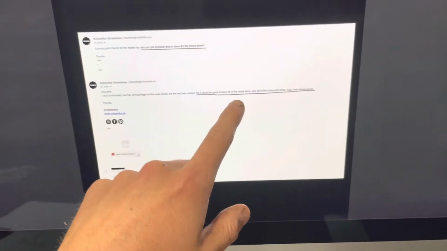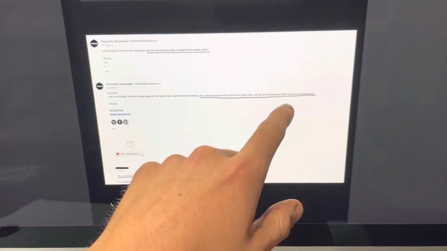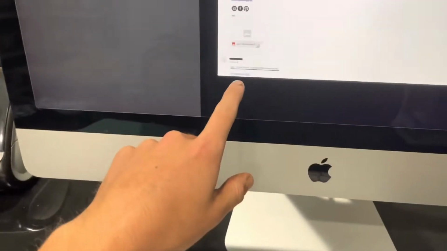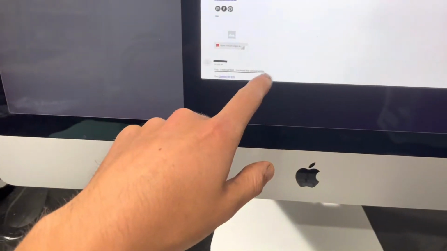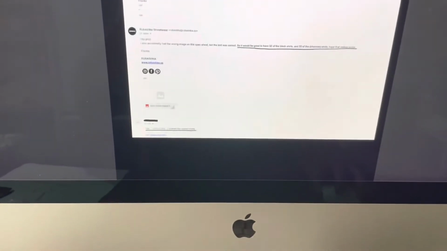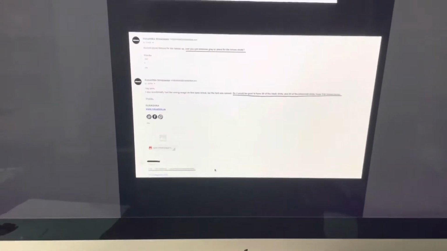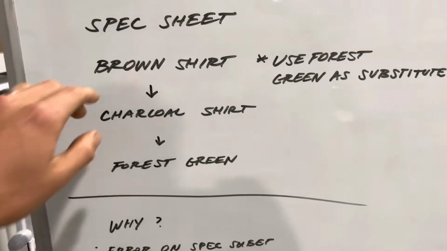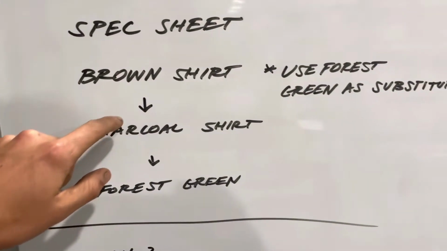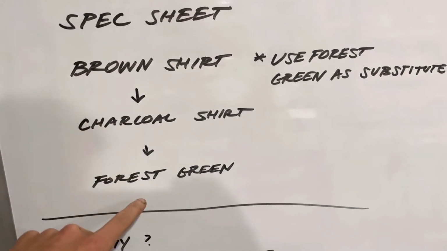And also you can order the black shirts and the charcoal shirts. And then he wrote, yep, I noticed I ordered the correct shirts. So what does that mean? Correct shirts, that does not tell me which shirts exactly he ordered. So here's what happened. On the spec sheet, like I said, we have the brown shirt, then I went to the charcoal shirt, then I went to the forest green shirt.